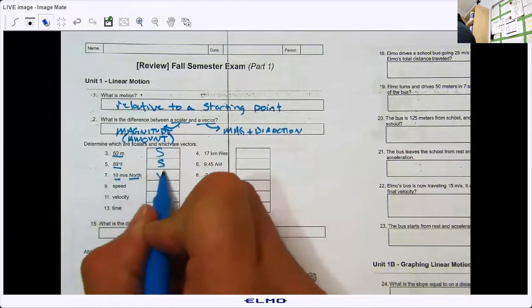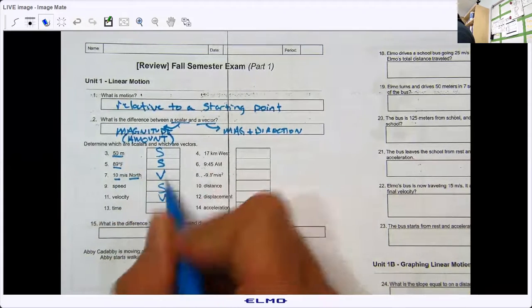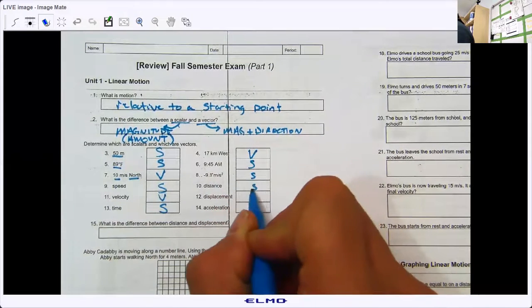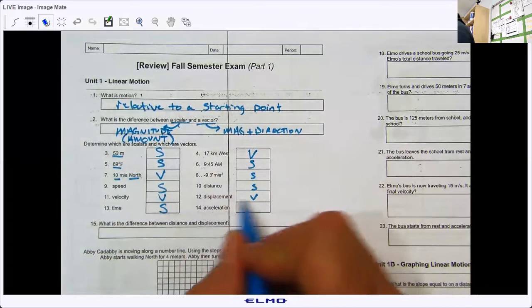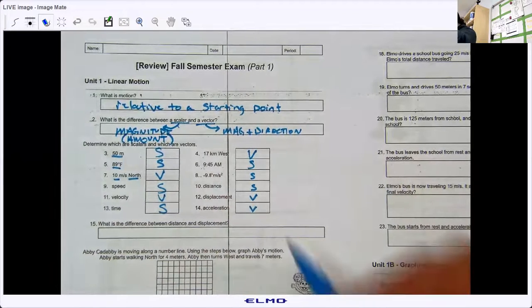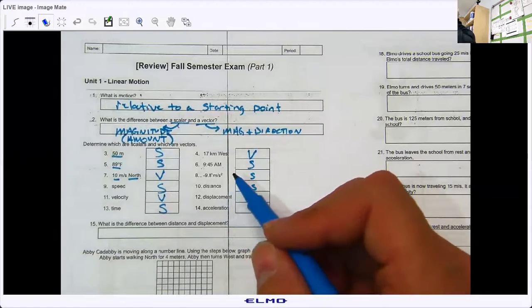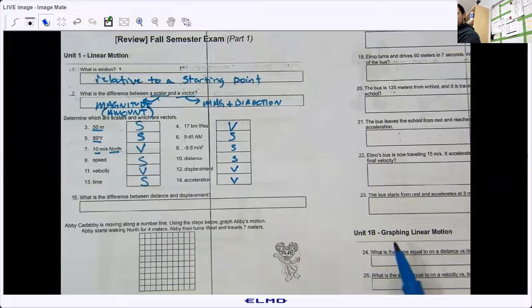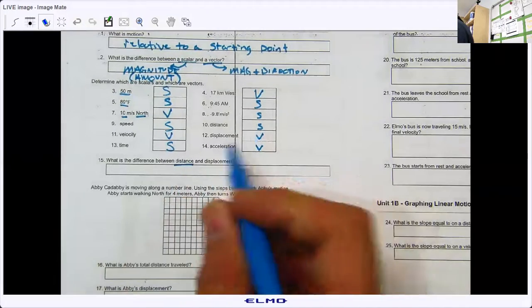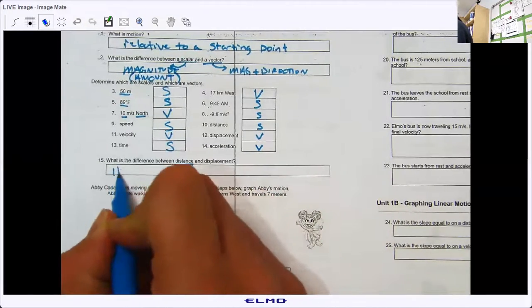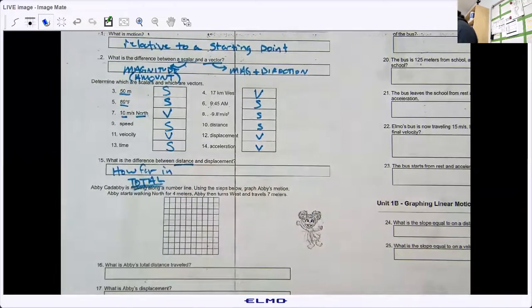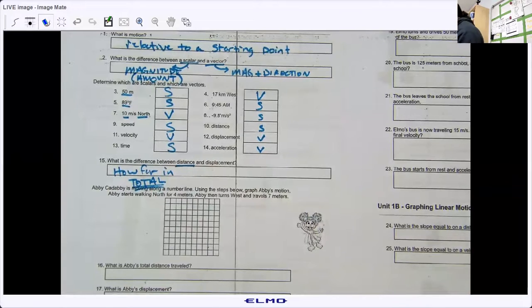So if we go here, we see that there's a direction and a number, an amount. So this is vector. Acceleration is vector. We're going to take a look at distance and displacement here in just a second. Right here, distance and displacement. So the difference between distance and displacement. Distance is how far in total that an object has traveled.